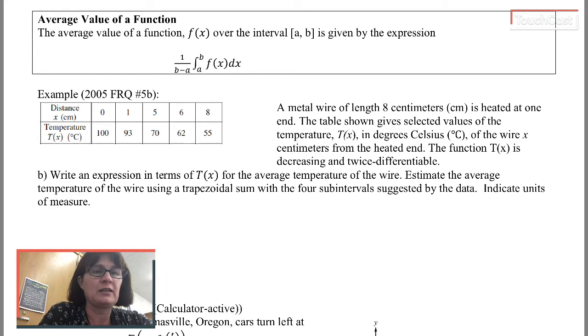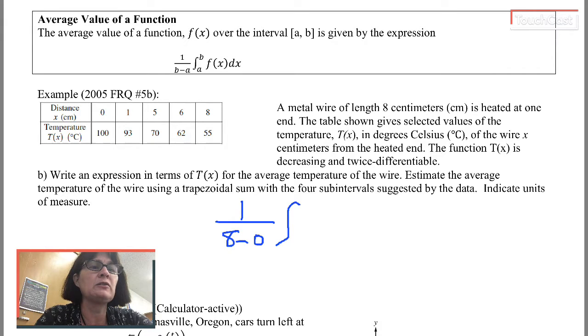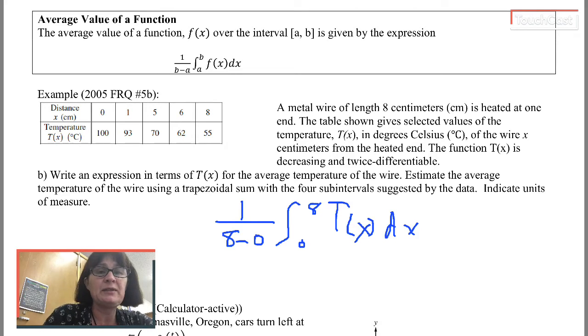So an expression in terms of T for the average temperature of the wire. I'm going to do that part first, and then I'm going to answer the second sentence. So I just learned that formula. If T of x is the temperature, and I want an expression for the average temperature from distance 0 to distance 8, that's going to be 1 over 8 minus 0 times the integral from 0 to 8 of T of x dx. If you wrote that on the AP test, that's worth 1 point right there.